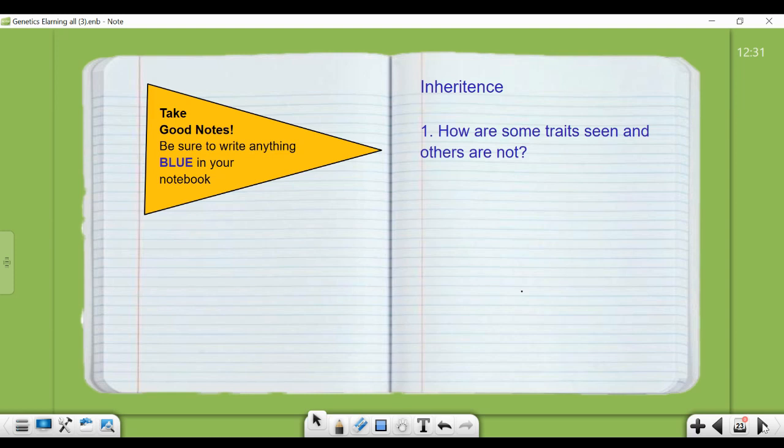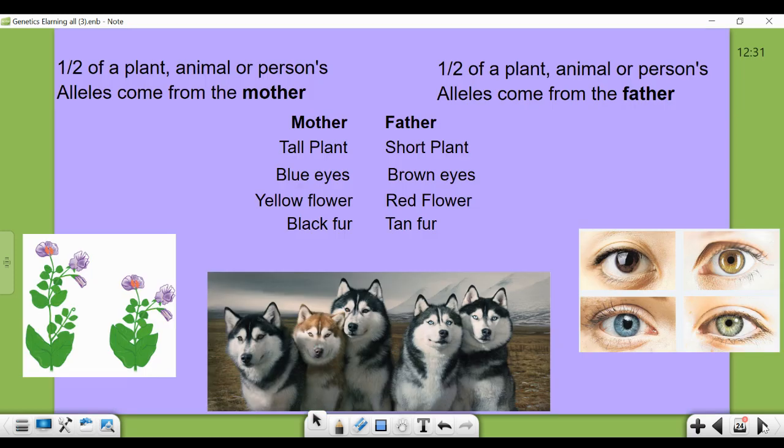How are some traits seen and others are not? How does that happen? For example, if we're talking about a plant, a person, animals, it doesn't matter, that organism gets half of its information from the mother and half of it from the father. It doesn't matter which entity we're talking about here.